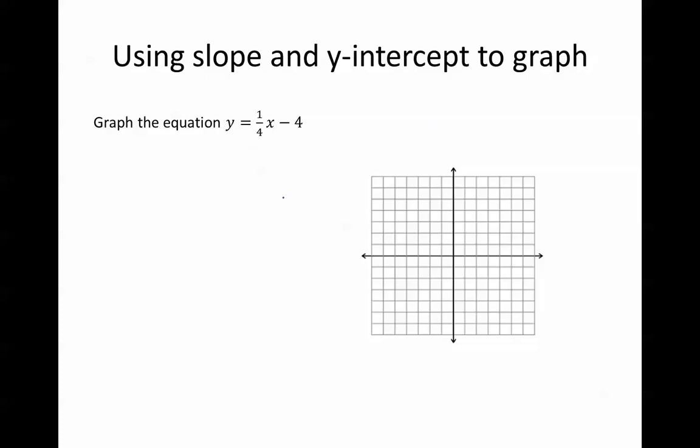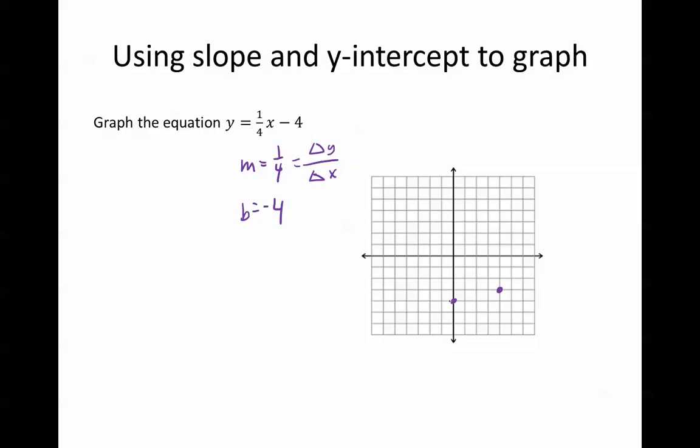Let's do one more, and we'll do this one a little bit faster. Identify my slope, 1/4, my y-intercept, -4. Start at my y-intercept, which is -4, so I'm going to plot a point there. Then use my slope, which is my change in y over my change in x, to plot another point. My change in y is 1, so I go up 1. My change in x is 4, so I go right 4, and I plot another point.